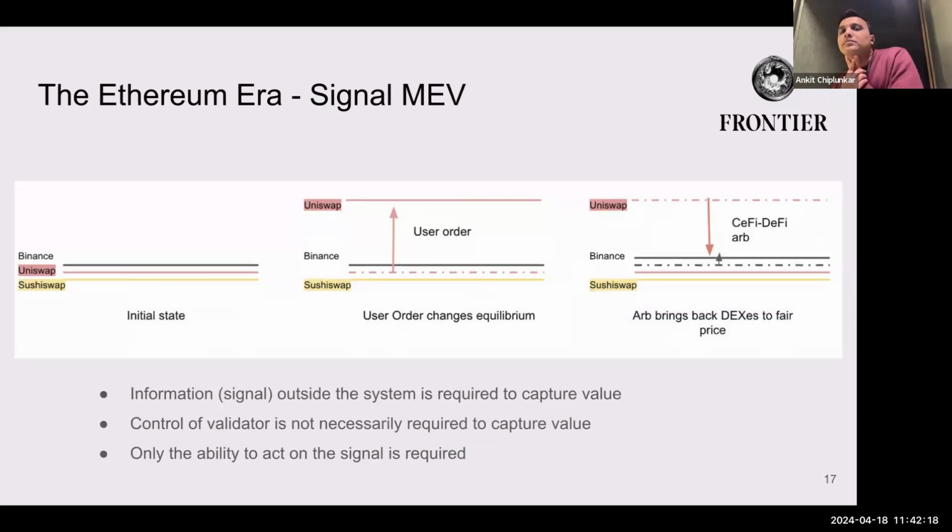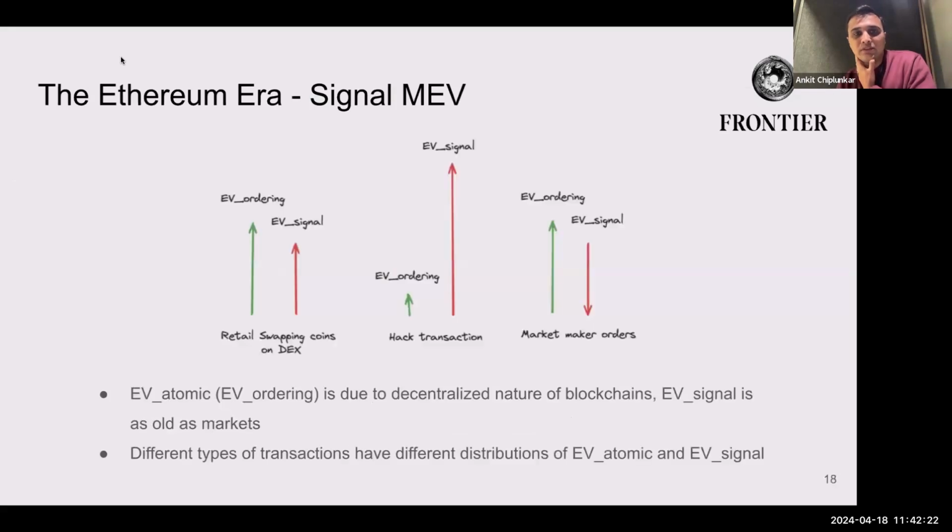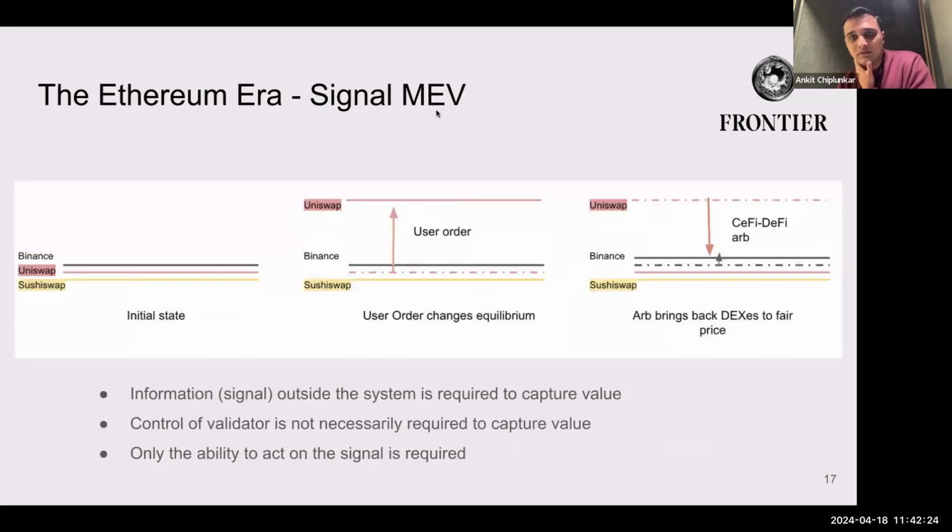Okay, so just to clarify, the market makers don't have any inside information. Maybe I was not clear enough in earlier slides. This information is still public. Everyone can see it. Everyone can see the price on Binance, but the blockchain cannot see this information. So this is what I mean by the information is outside of the blockchain system.